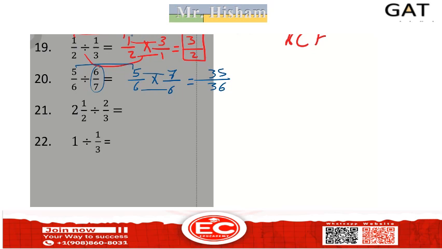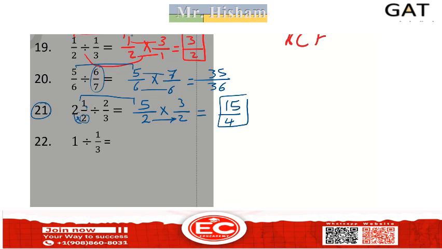In question 21, I will change this into a fraction. How can I do that? I put down the 2. 2 times 2 is 4 plus 1 is 5. 2 multiplied by 2 is 4 plus 1 is 5. Change, multiply, 3 over 2. 2 times 2 is 4. 5 times 3 is 15.